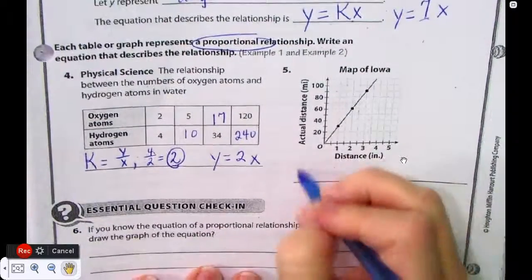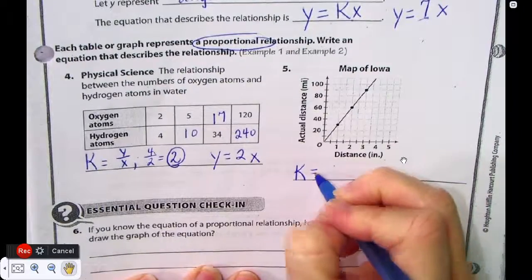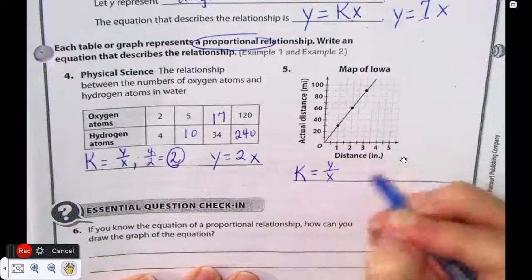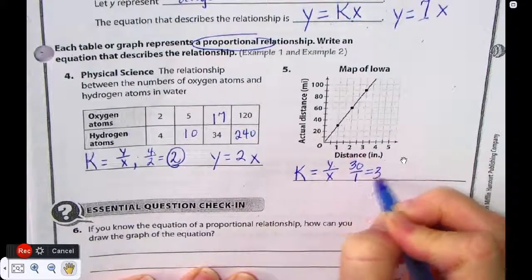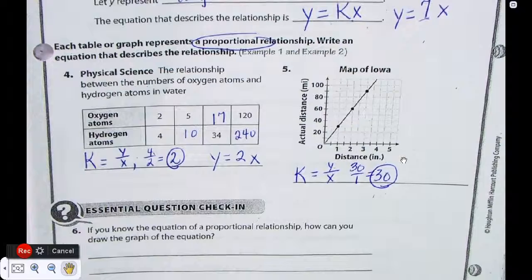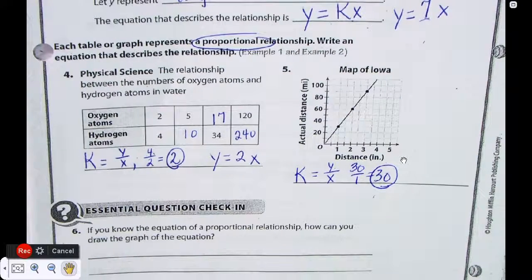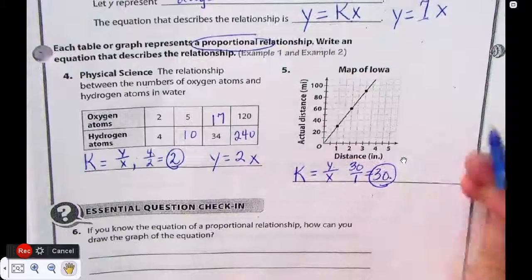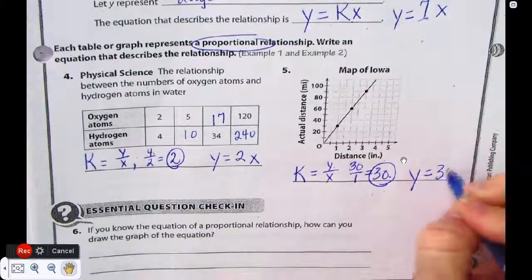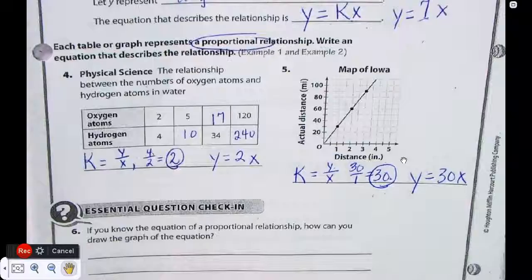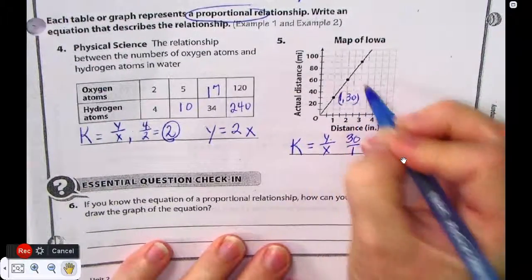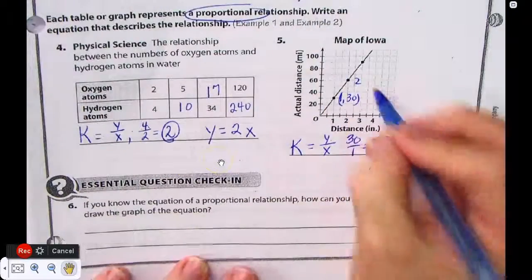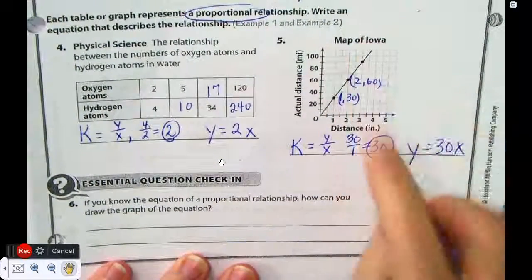Okay, guys, what'd you get for K? 38. No, not for K. 30 over 1, which is 30. So K is 30. The constant of proportionality is 30. Then you go write y equals 30x. Good job. Now you could have used, this is 130, this is 260. You could have used any of these.